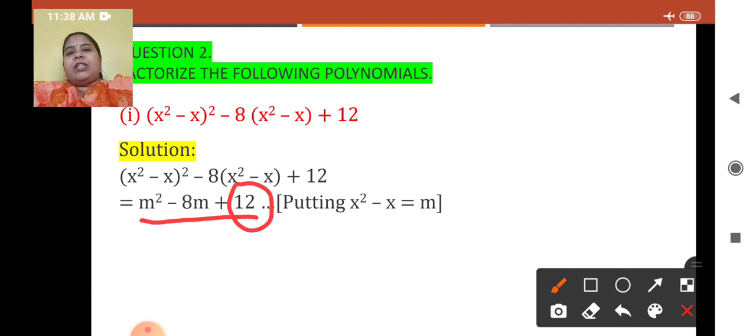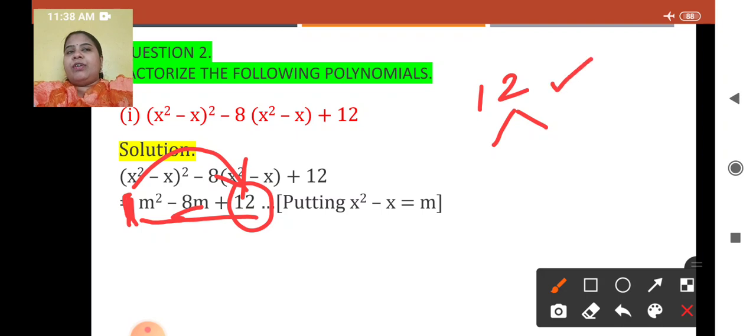Product of the first and the last term. First term, nothing written means it is 1, and the last term, that is 12, is plus 12. 12 is to be factorized so that I get this 8 here. So what should be the possible factors? See, product is positive and the sum is negative. So what I have told, compulsorily both the factors whatever you get should be negative. This is a rule to remember. If product is positive and sum is negative, compulsorily both the factors should be negative. Now what should be the factors of 12? 12 can be written as 12 into 1. 12 can be written as 2 into 6.